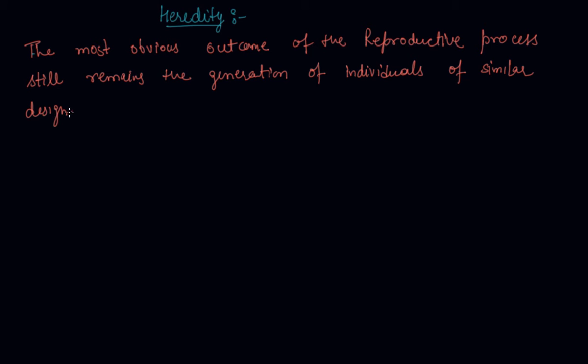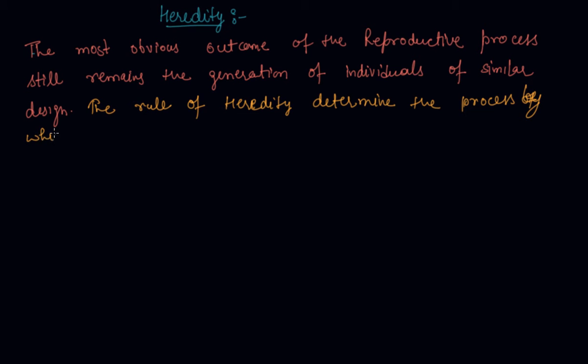Okay, the rule of heredity, what does it say, students? The rule of heredity determines the process by which traits and characteristics are reliably inherited.